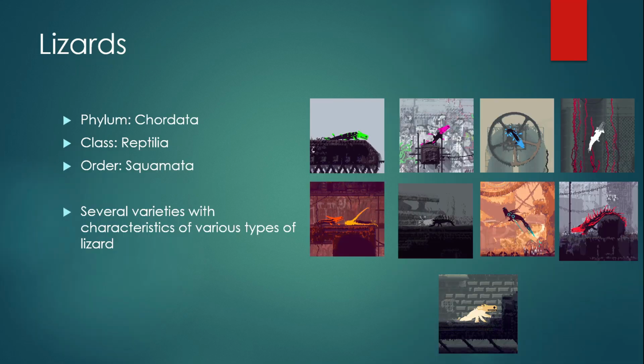Alright, next up are the lizards, which would fall under phylum Chordata, class Reptilia, and order Squamata, similar to real-world lizards. There are several varieties with characteristics of various types of real-world lizards. For instance, the blue lizards, which can climb on stuff in the background, similarly in nature to a gecko climbing on stuff, or the white lizards, which are capable of camouflaging, meaning they have chromatophores similar to chameleons of the real world.